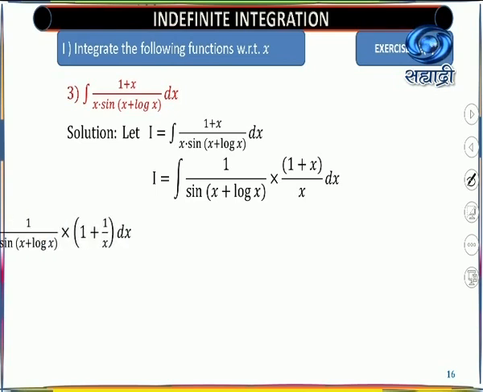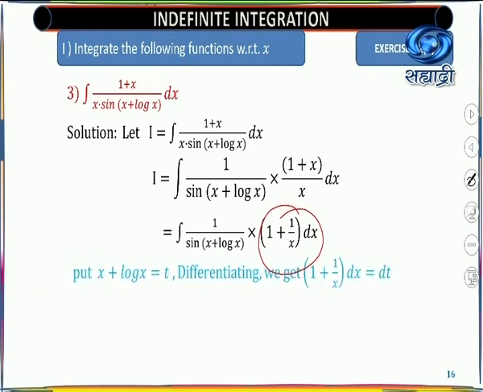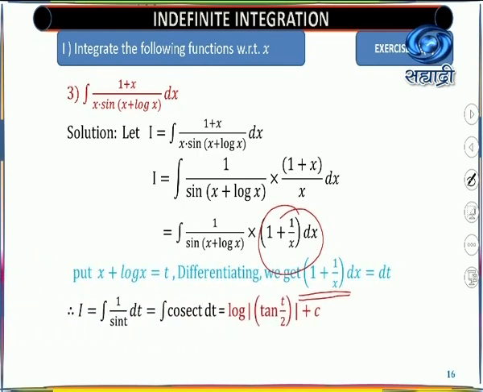What is next? Next is our substitution. 1 upon sine, this is like it is in the direct formula, whatever the formula will get according to what is written. So you will get here: put x plus log x equal to t. By differentiating, you will get 1 plus 1 upon x dx equal to dt. That means this complete becomes dt, and here you will get 1 upon sine t. That will be written here. So you will get this as integral 1 upon sine t dt.